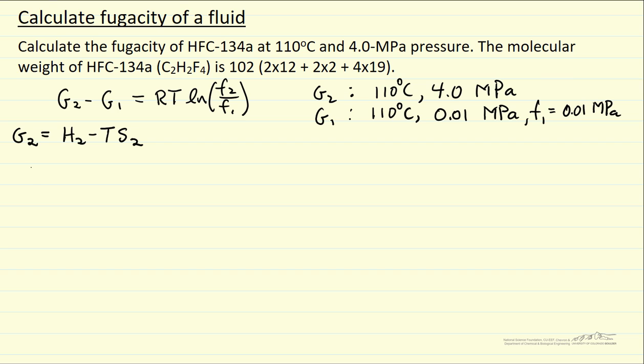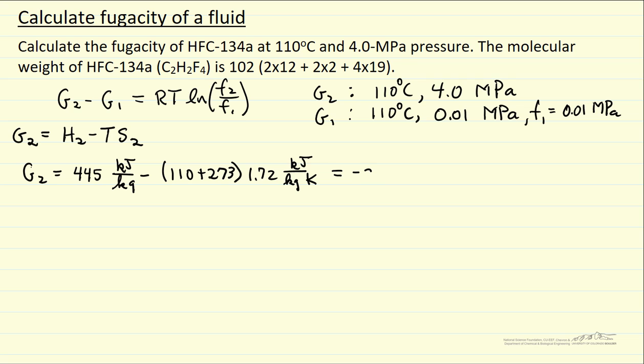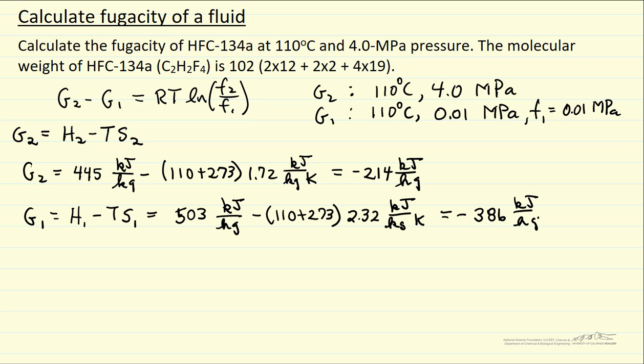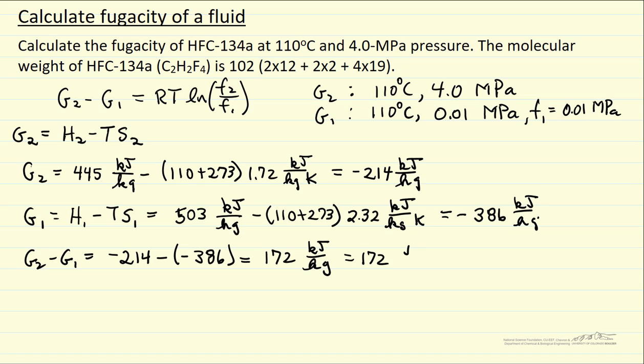So G2 from the chart is going to be 445 kilojoules per kilogram minus temperature, which is 110, but it has to be absolute temperature, and the entropy of 1.72, and this is kilojoules per kilogram per Kelvin. And so that number is minus 214 kilojoules per kilogram. So we can do the same for G1, and I'm going to pause and do that. So now we can calculate G2 minus G1. Do that. 172 kilojoules per kilogram. I'm going to write that as 172 joules per gram.